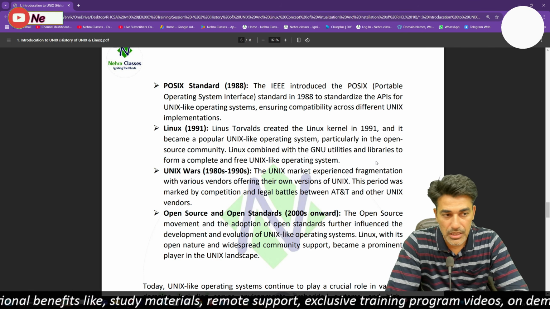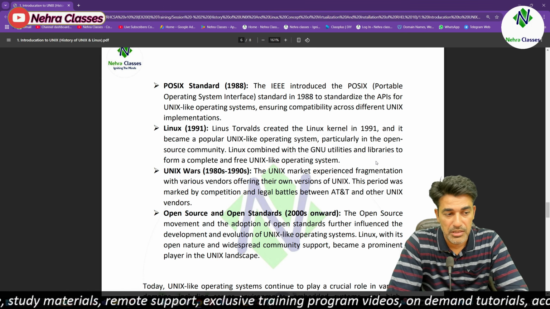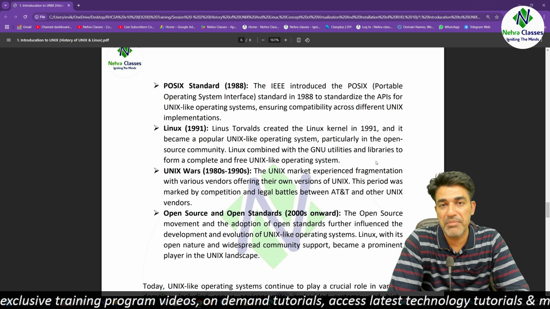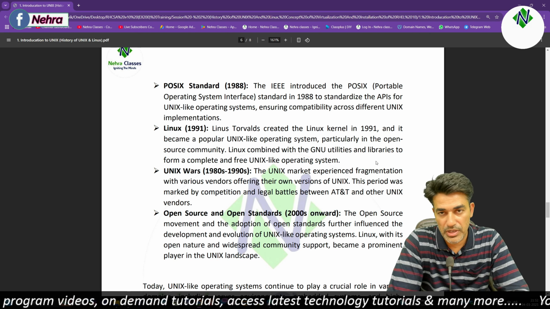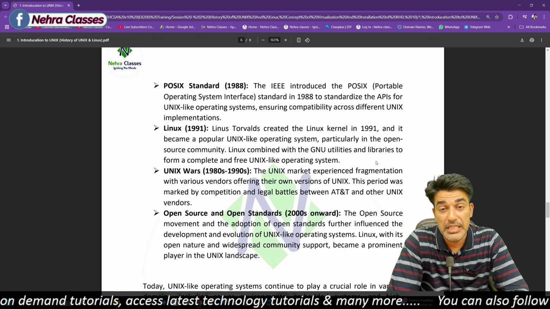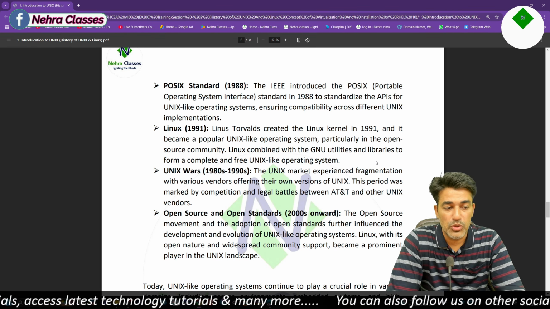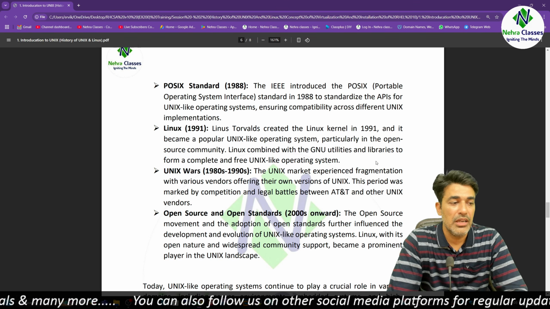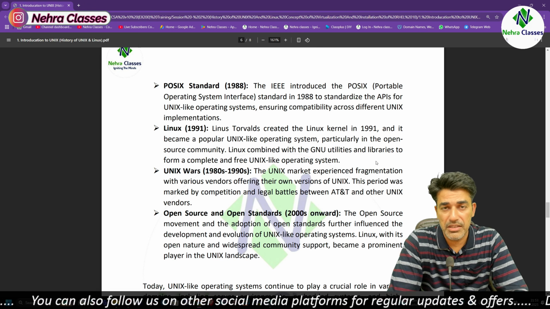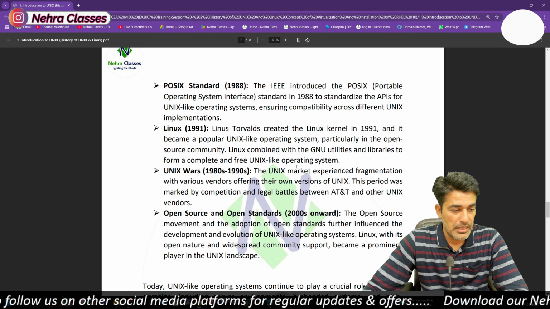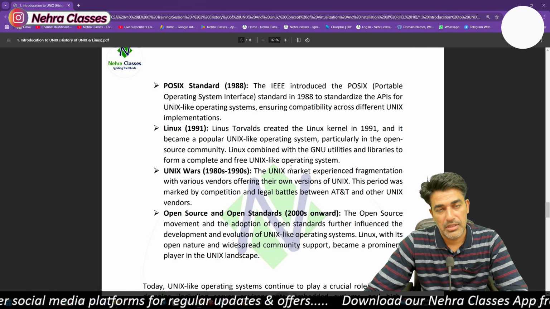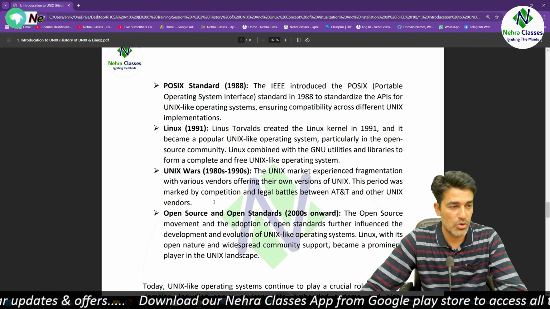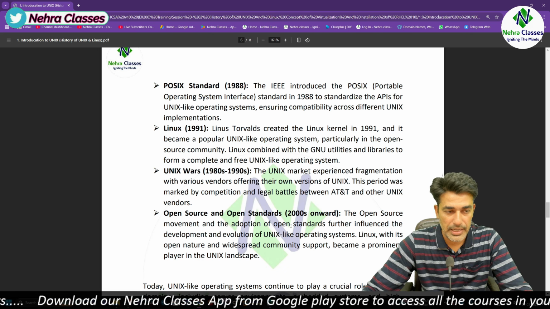So what is Linux? Linux is only a kernel. But when it combined with the utilities and libraries of GNU, it became an operating system which is known as the Linux operating system, or GNU/Linux. It is a Unix-like operating system. So initially the kernel was created by Linus Torvalds in 1991. And from then, multiple versions, multiple flavors came into the picture. So this was all about the history of Unix and Linux.